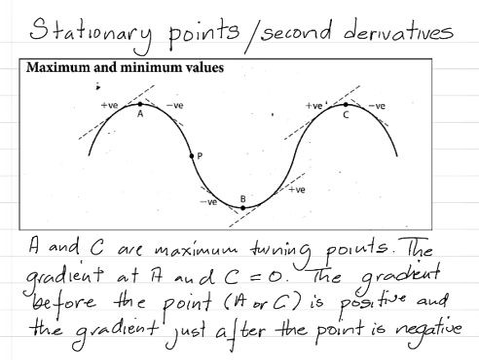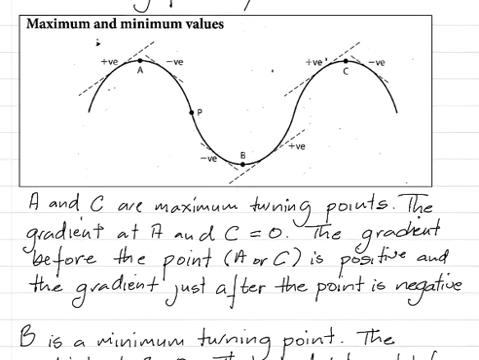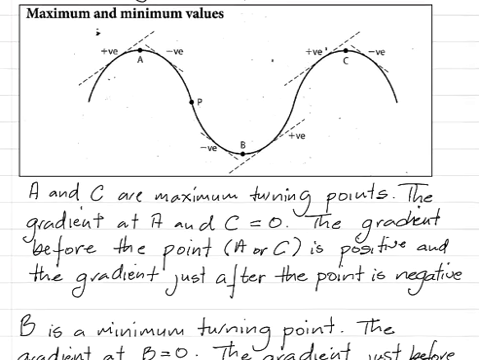Now, points A and C are maximum turning points. You can see the graph go up to A and then turn and start coming back down. So A and C are classified as maximum turning points. The gradient at A and C is equal to 0, and essentially the tangent at A and C would be a horizontal line. The gradient of the tangent, which is equal to the gradient of the function, is 0.